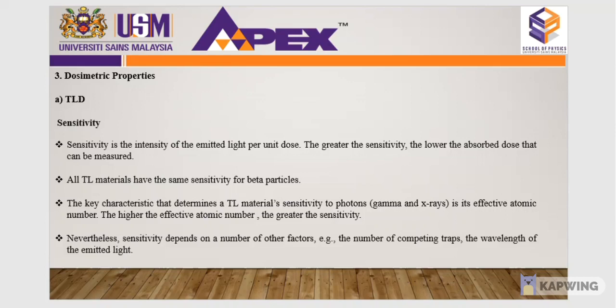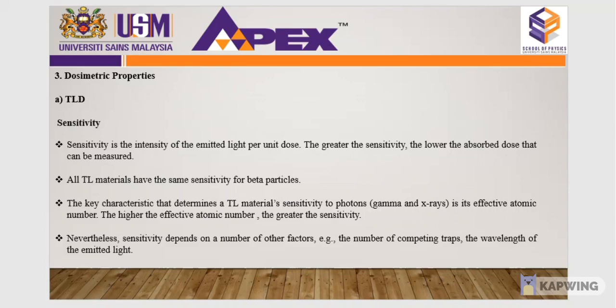Continue with the dosimetric properties. The sensitivity of a dosimeter is one of the most important, if not the most important, properties that determine the field of application and use. The intensity of the emitted light per unit dose is defined as the sensitivity. The lower the absorbed dose that can be measured, the higher the sensitivity.